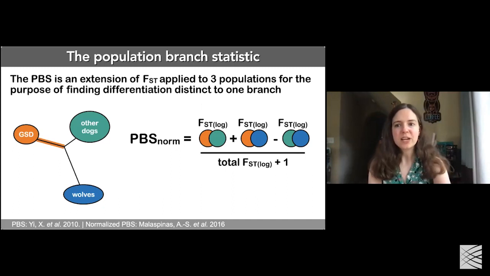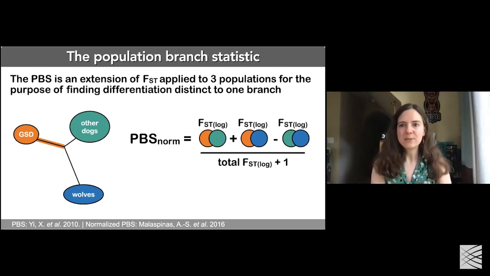The population branch statistic is an extension of FST applied 3 ways to 3 populations for the purpose of finding differentiation distinct or more extreme at one population. Its value comes from its ability to mitigate allele frequency differences that come from other or older population split events, such as the split between dogs and wolves.